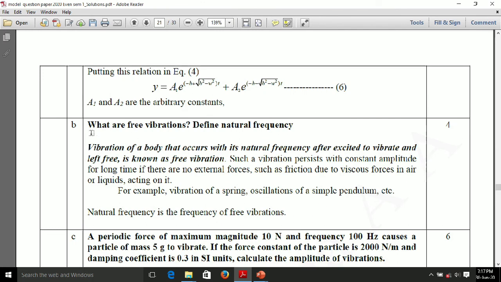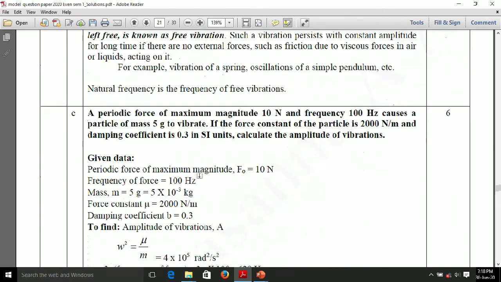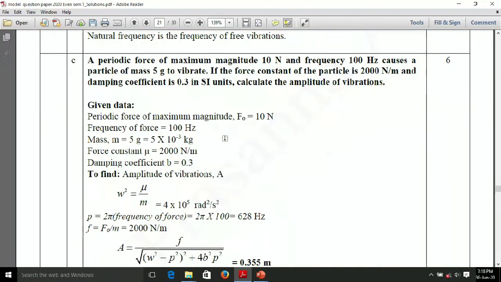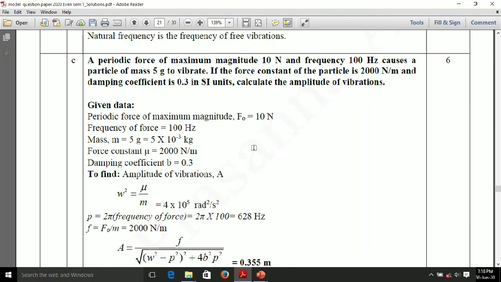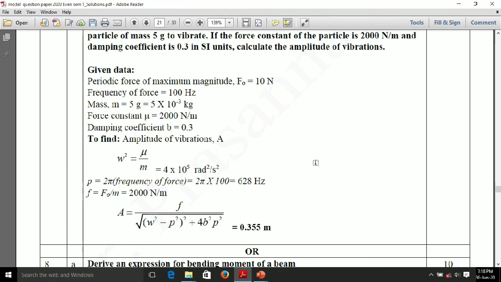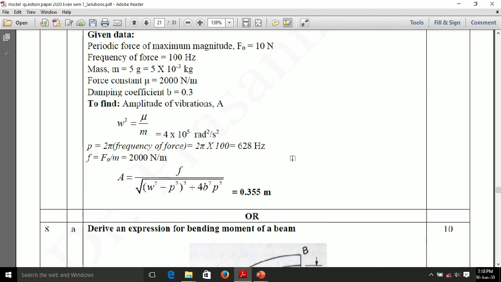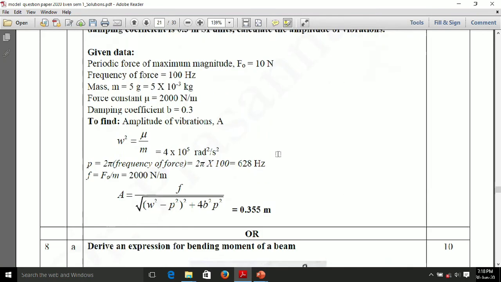And this 4 marks question requires a brief discussion on free vibrations, and you have to define the natural frequency. It is done here. A periodic force of maximum magnitude. This problem is given for 6 marks. Since it is a little lengthy, 6 marks will be awarded for this type of problem. Sometimes 5 marks will also be awarded. It depends on the paper setter who chooses to give the marks.